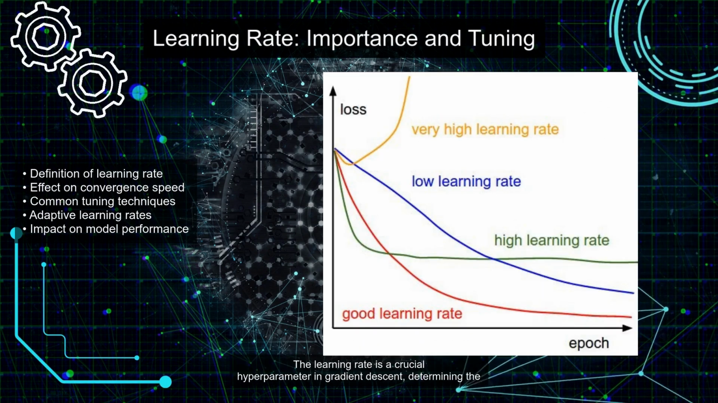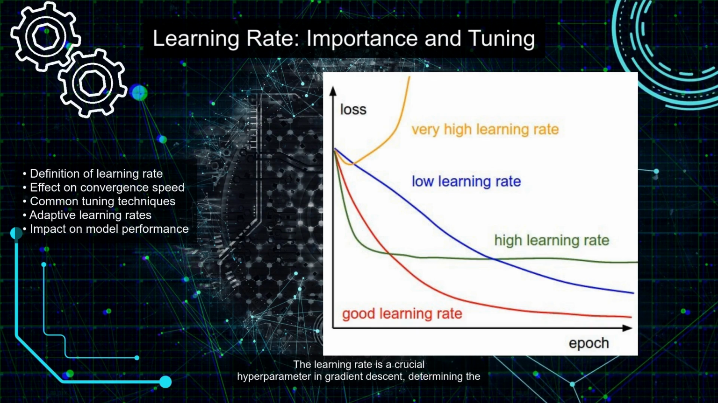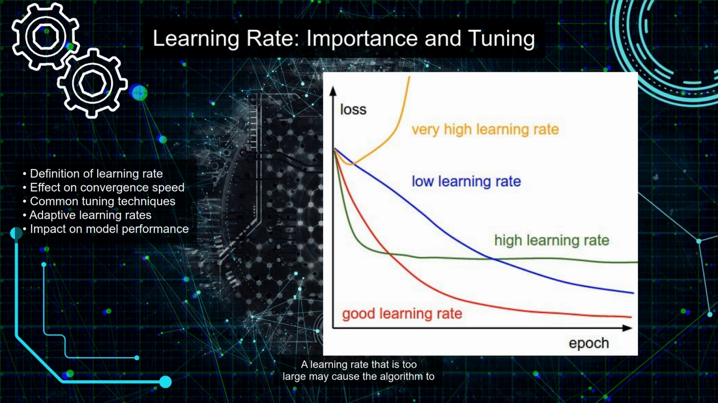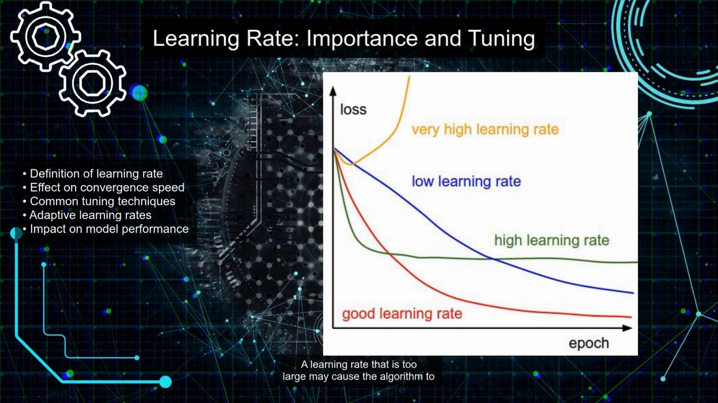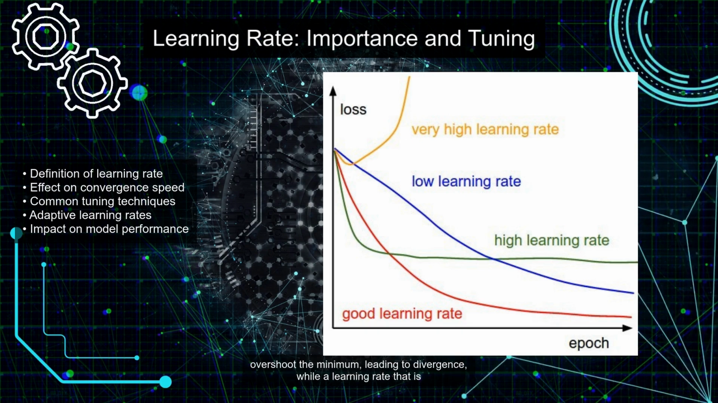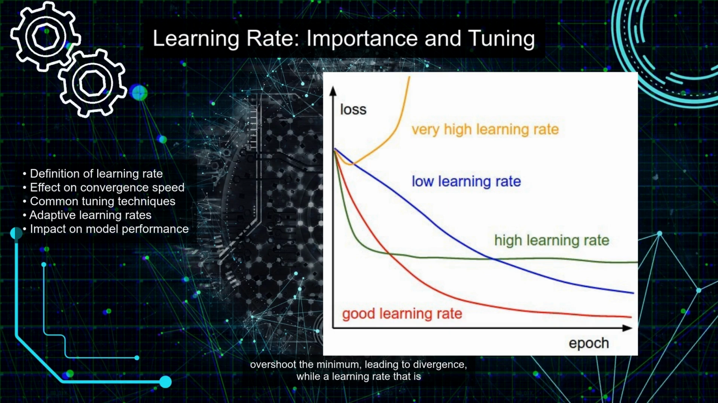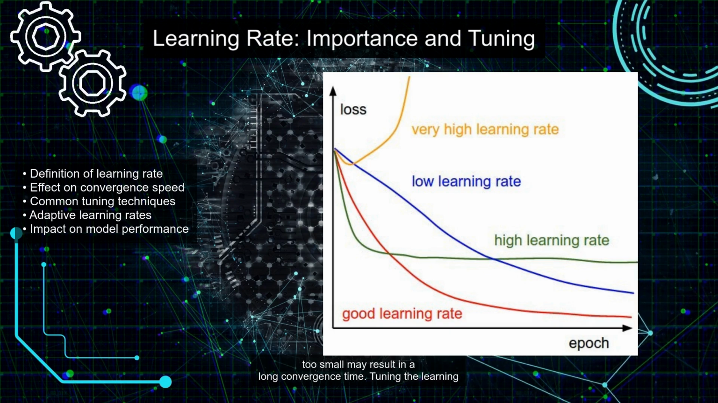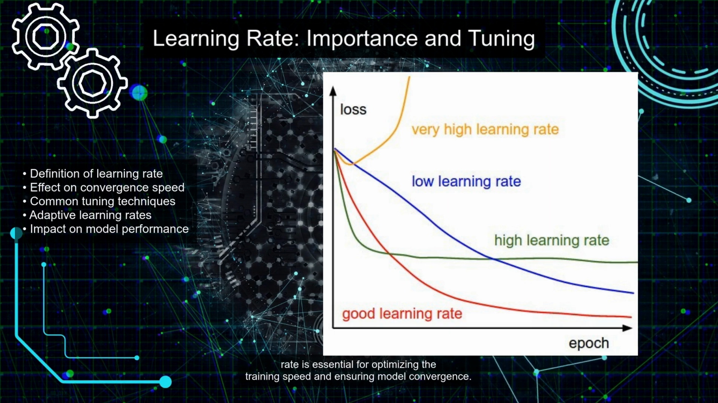The learning rate is a crucial hyperparameter in gradient descent, determining the size of the steps taken towards the minimum of the cost function. A learning rate that is too large may cause the algorithm to overshoot the minimum, leading to divergence, while a learning rate that is too small may result in a long convergence time. Tuning the learning rate is essential for optimizing the training speed and ensuring model convergence.